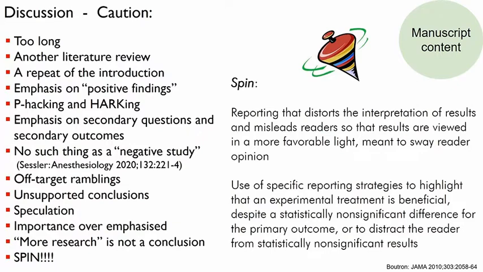And the other thing is spin. And spin is a really interesting thing. Spin is reporting or giving the reader an interpretation in a way that misleads them. It may be done in a way so that the results are viewed more favorably, or that you're trying to sway a reader's opinion, even if you don't have the facts. And there's really successful ways of spinning things, and successful in that they do create impressions in readers' minds, but it's really not good science.